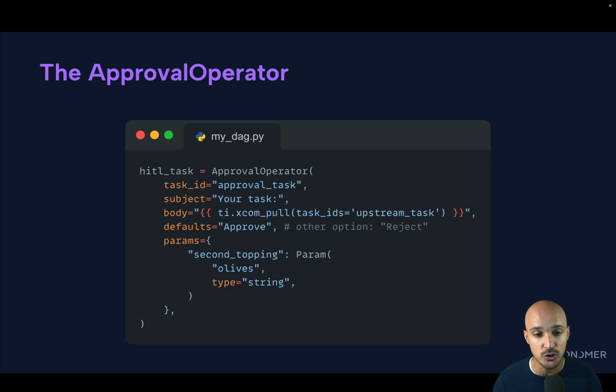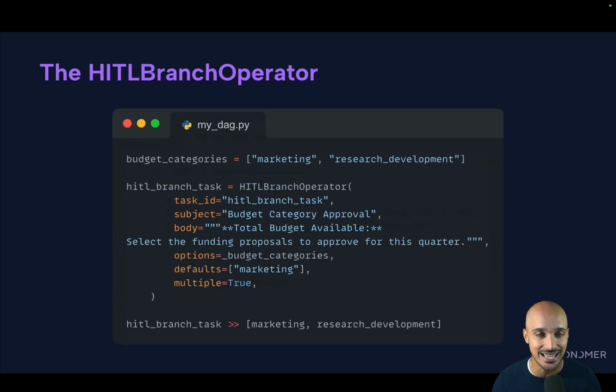Basically, if the human chooses to approve, the task succeeds. If the human chooses to reject, the task succeeds, but all downstream tasks are skipped. Next, you have the HITL branch operator, and if you want to branch your DAG based on the human input, then you can use this operator.